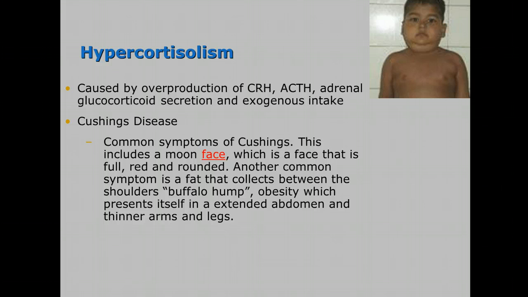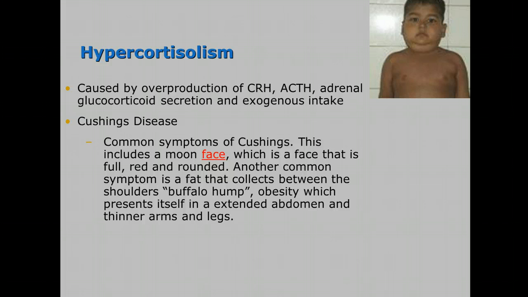Here's an example of hypercortisolism. This can be caused by an overproduction of corticotropin-releasing hormone from the hypothalamus or an overproduction of adrenocorticotropic hormone from the anterior pituitary. There's adrenal glucocorticoid secretion and exogenous intake that can cause this as well. So if you're taking some medication, it can cause too much cortisol to occur. Usually we call this Cushing's disease if you have excess cortisol, and it creates a certain look in a patient. This happens to be a child in the upper right-hand corner.